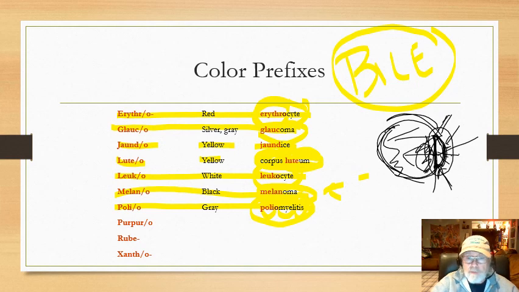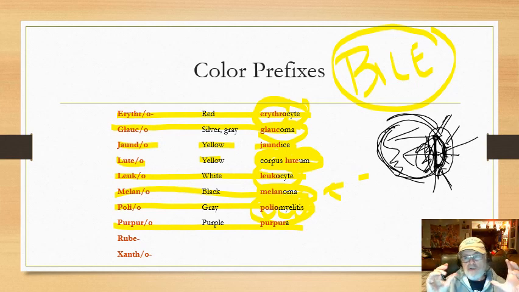So polio means gray. Purpur, guess what purpur means? It means purple. Okay. Sometimes these people get these big purple blotches on their skin, and that's called purpura. Okay. Not birthmarks. Well, birthmarks could sometimes be called a purpura, but there are other diseases that may cause blood to leak out. It looks like a big blood clot right in the skin, and because they're purple, it's called purpura.